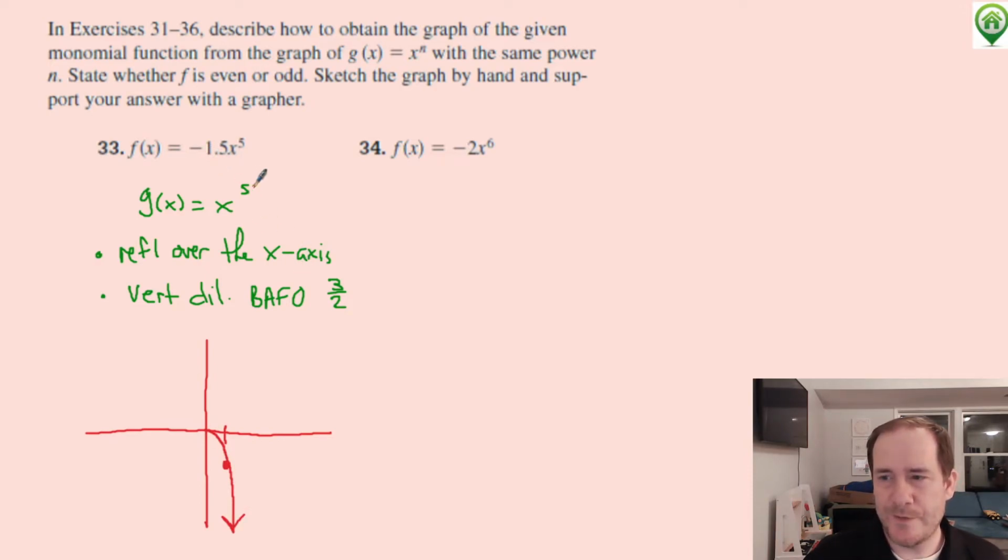And because our power is odd, we'll have odd symmetry, so reflect this over and then reflect it over again, and you'll get this shape. And so there's your whole graph. It looks kind of like a cubic function.